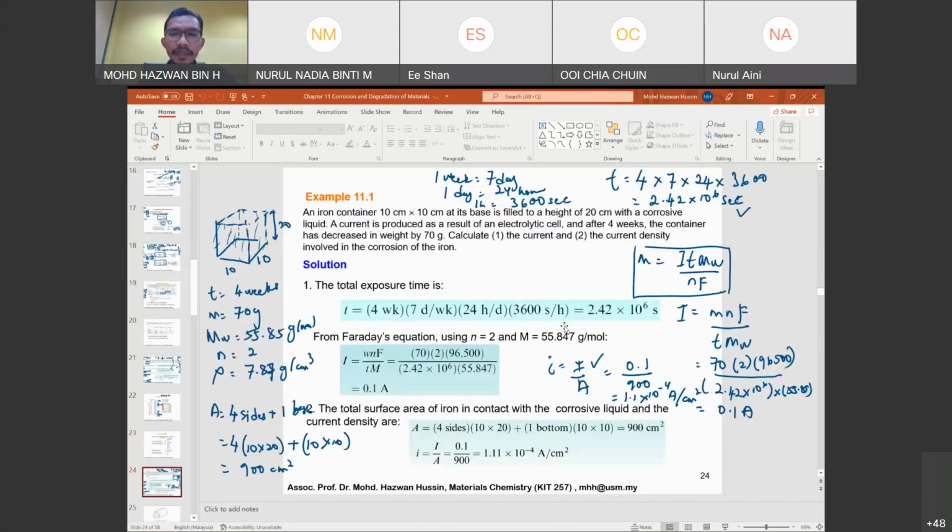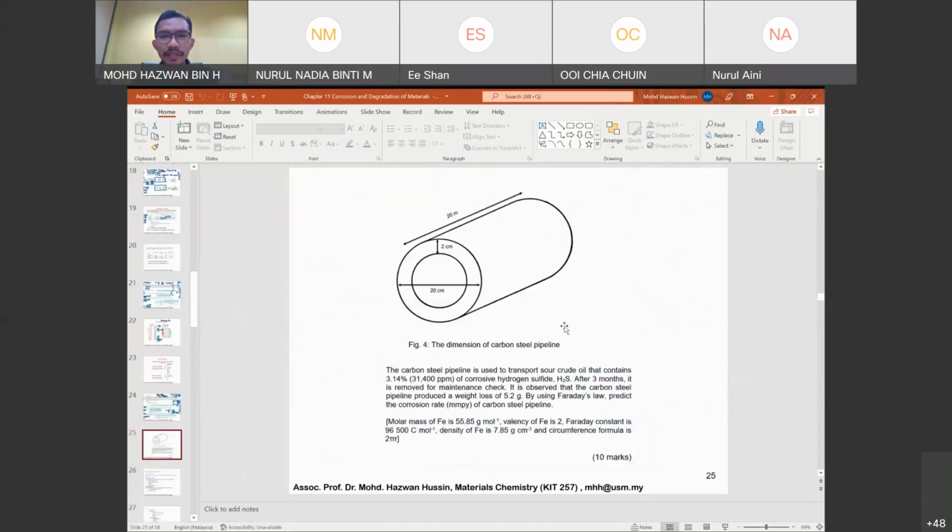Here's another example that we looked at before we ended our lecture yesterday. We have a fixed dimension of a container filled with a certain corrosive liquid. After a certain time of immersion, we have a mass loss and you need to calculate the current density and other things. So this is just an example. And today we are going to look at other examples like this. This is basically a previous exam question, quite popular.